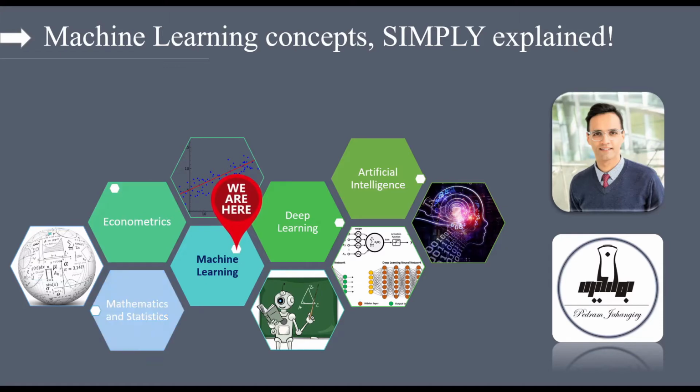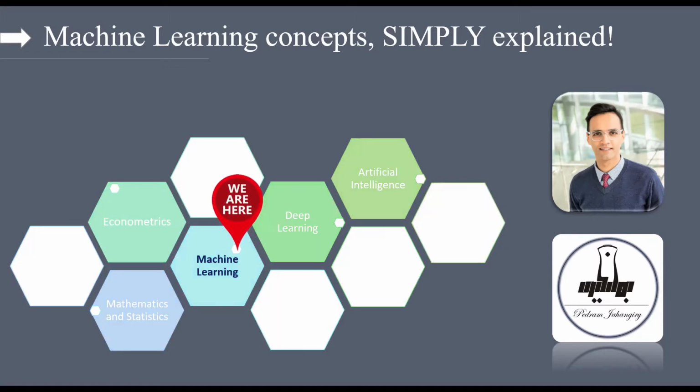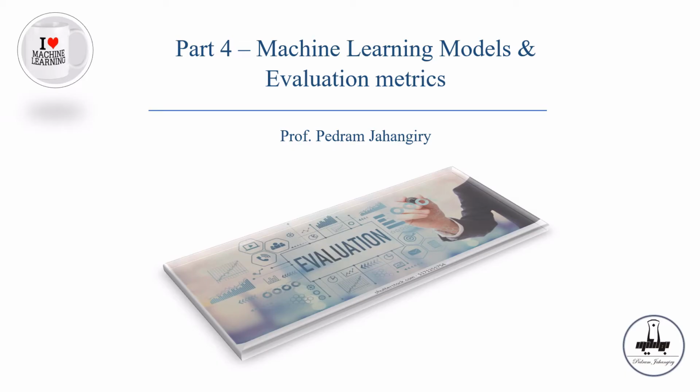This is another episode of my crash course in machine learning concepts, simply explained. In parts 1 and 2, we covered the difference between machine learning and statistical learning. We also formally defined the concepts of machine learning itself. In part 3, we covered different types of machine learning algorithms, and in this episode, we will cover machine learning models and evaluation metrics.